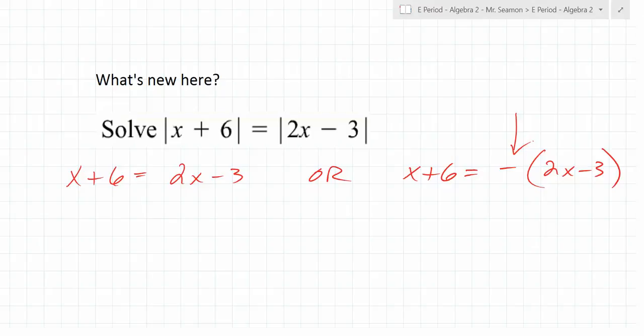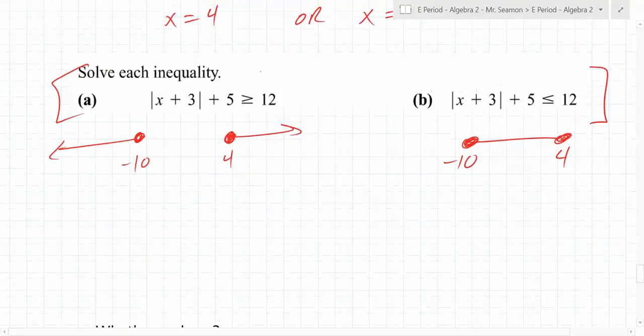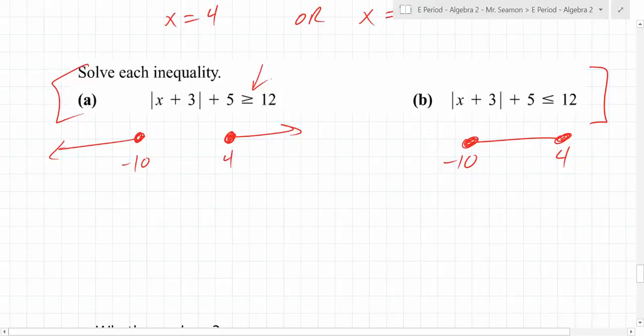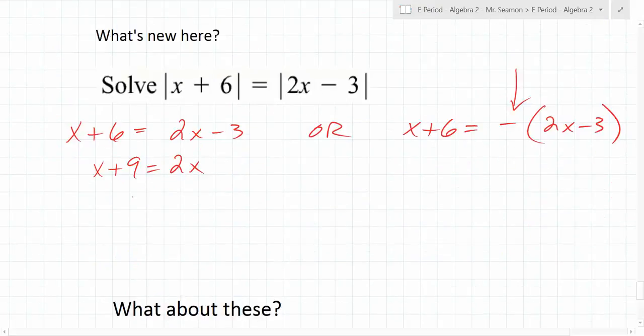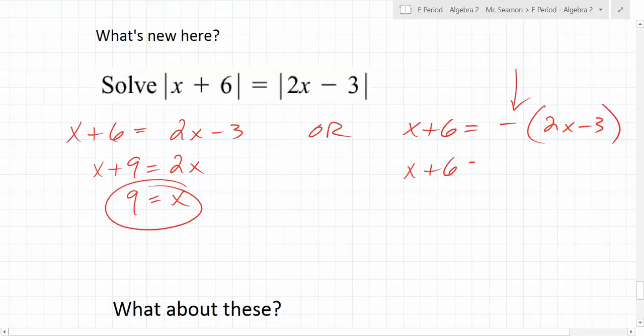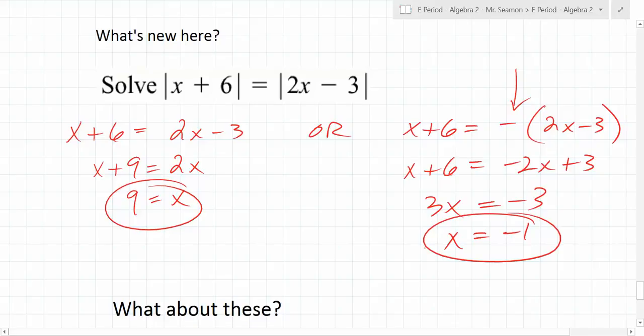Can you solve these? Let's add 3. You get x plus 9. Equal sign, and how do you figure out if it's going to be closed or open? You see how it's greater than or equal to? I mean, it just gives you an equal sign. Then it's just the dots. Just the dots? Yep. So x plus 9 is equal to 2x. So what does 9 equal? x. What about over here? x plus 6 is equal to -2x plus 3. So 3x is equal to -3. So x is equal to what? -1. Yeah, there you go.